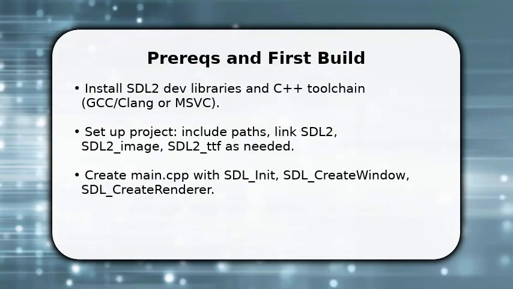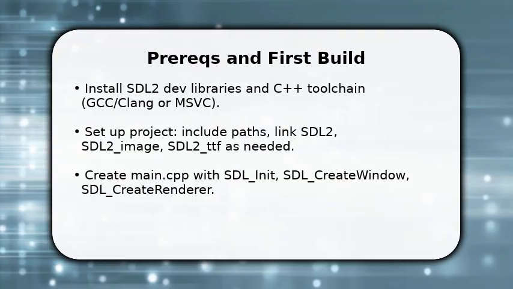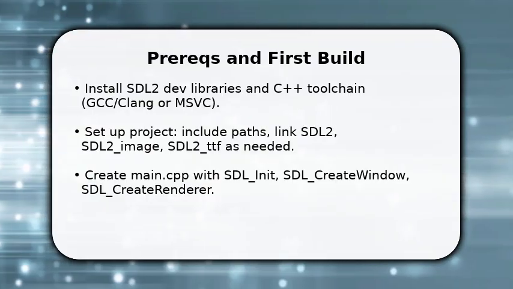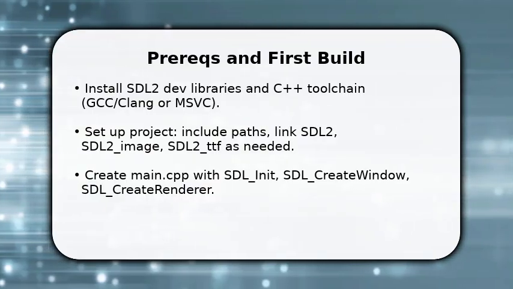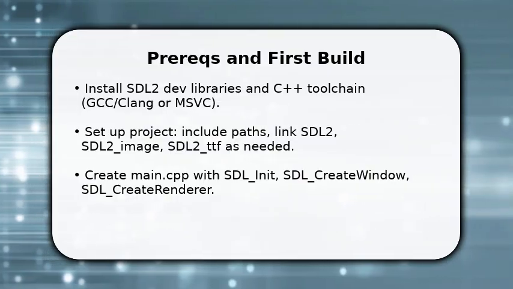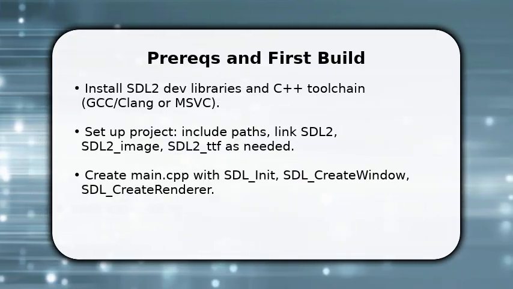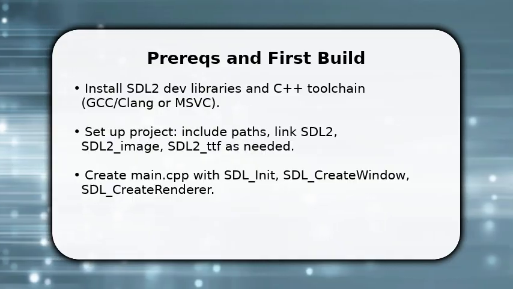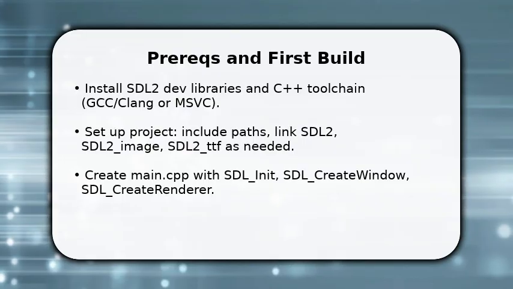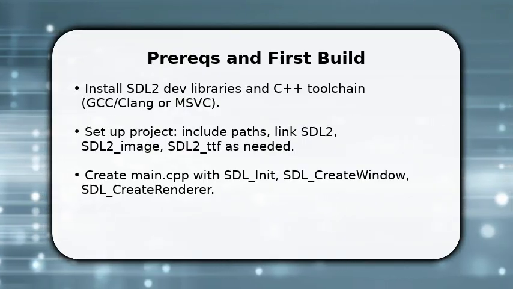You start by confirming SDL2 and a C++ compiler are installed. This is essential. Then create a minimal project and add include and link flags so the compiler finds SDL headers and libs. Once done, write main.cpp that calls SDL_Init and creates a window and renderer. This first build verifies your chain works and isolates environment issues early.